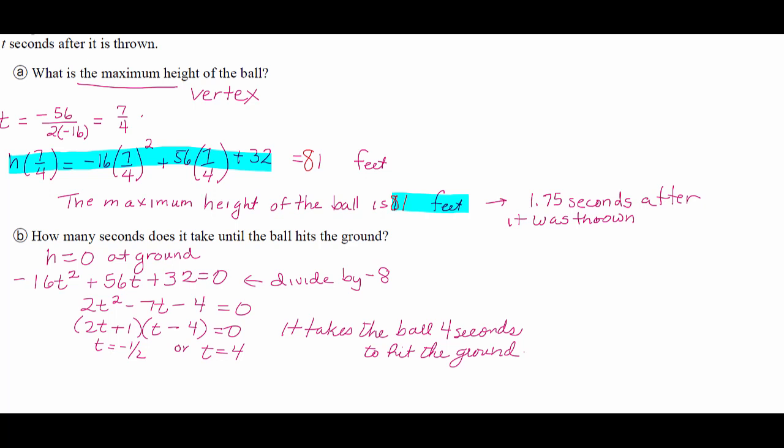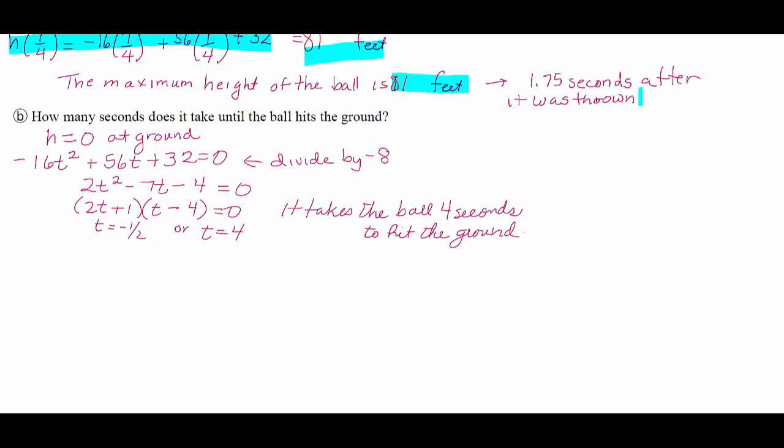And then we substituted the 7/4 in for t in our equation and did the math and got that the height is 81 feet. The maximum height of the ball is 81 feet, and it was reached 1.75 seconds after it was thrown. Okay, good. How many seconds does it take until the ball hits the ground?